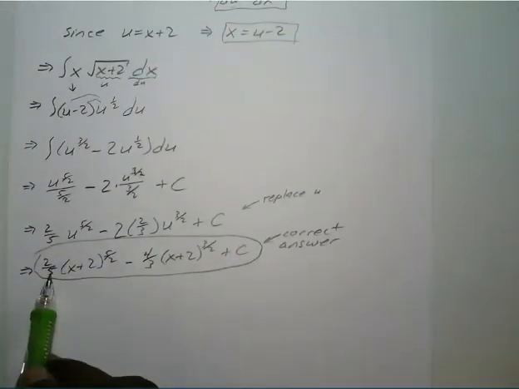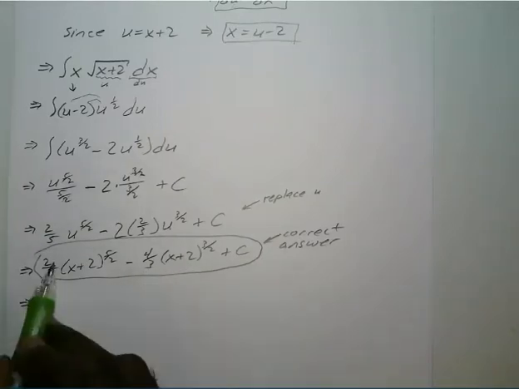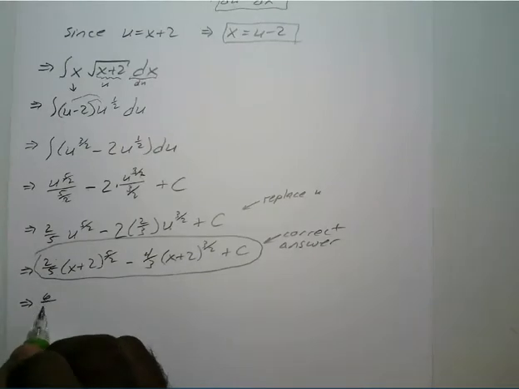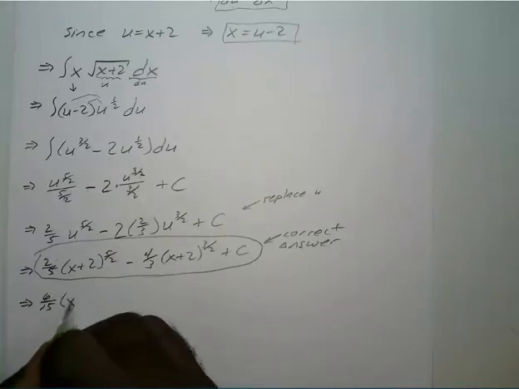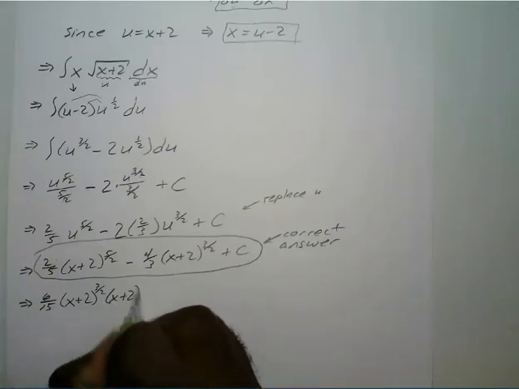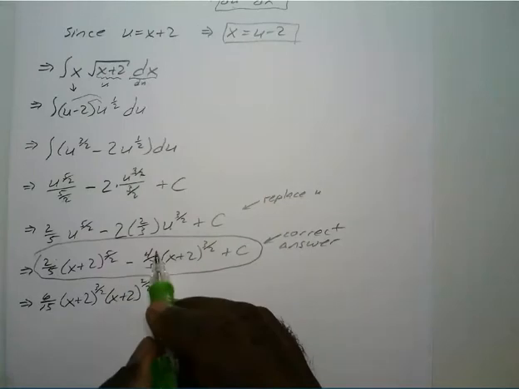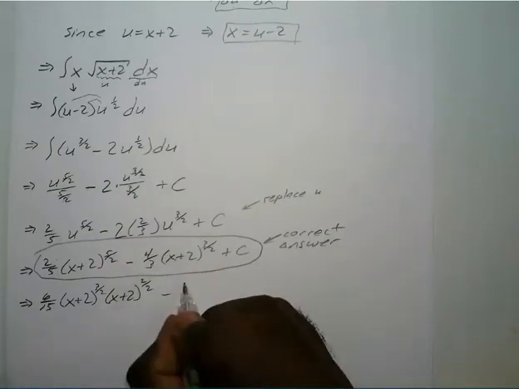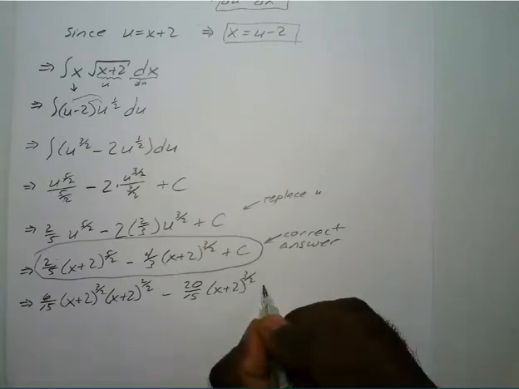But let's say we want to have common denominators here. So we multiply this one by 3 over 3. So that gives us 6 over 15. And our x plus 2 to the 5 halves power, let's say we make that x plus 2 to the 3 halves power times x plus 2 to the 2 over 2 power. Because if you combine those two, that's x plus 2 to the 5 halves power. Minus, multiply both of these by 5, you have 20 over 15 times x plus 2 to the 3 halves power plus C.